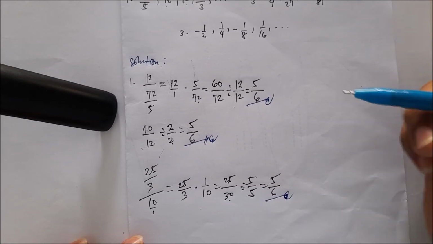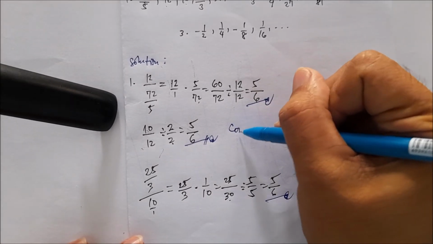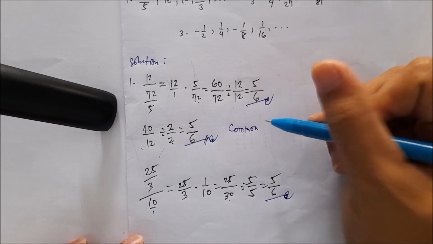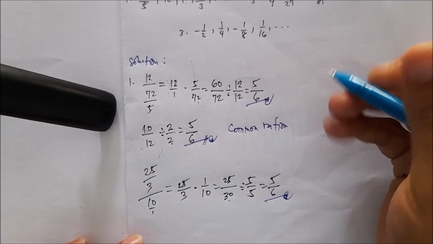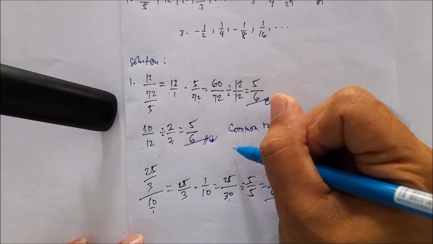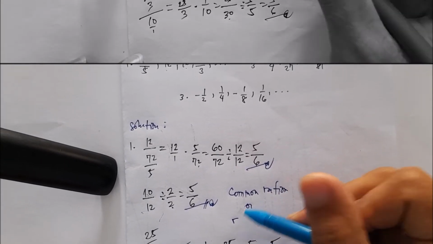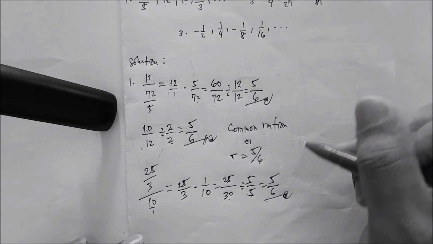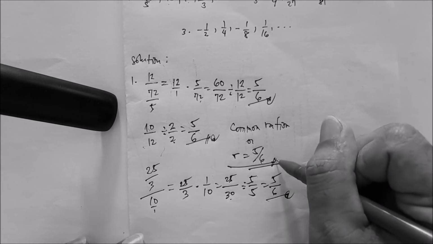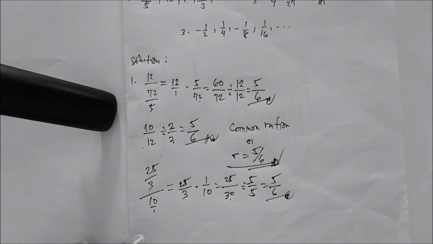So what is the common ratio? The common ratio, or r, which is the ratio, denotes 5 over 6. So this is the final answer. Next, number 2.